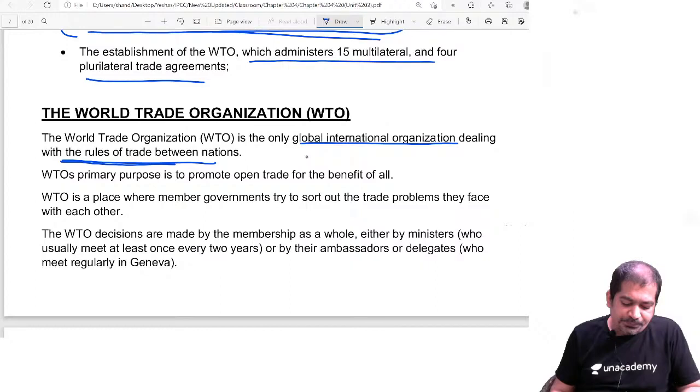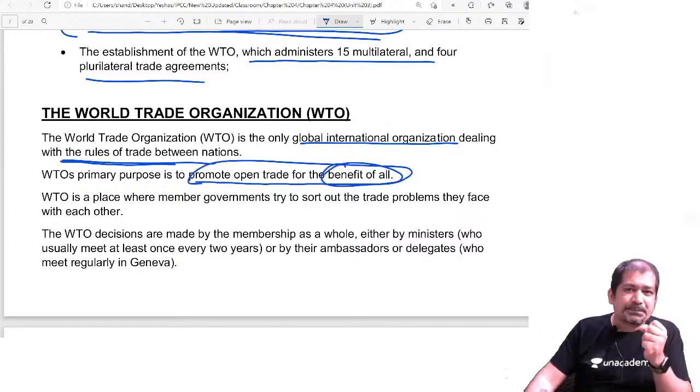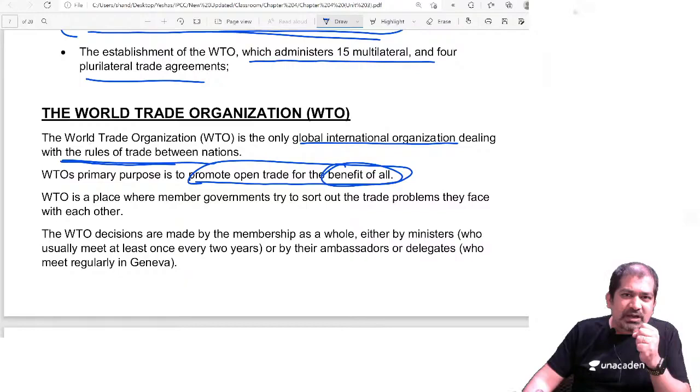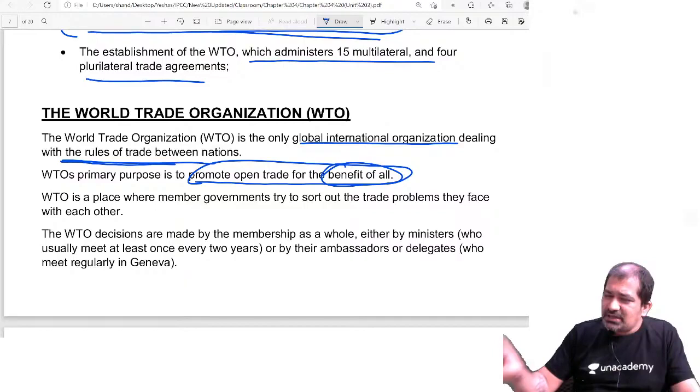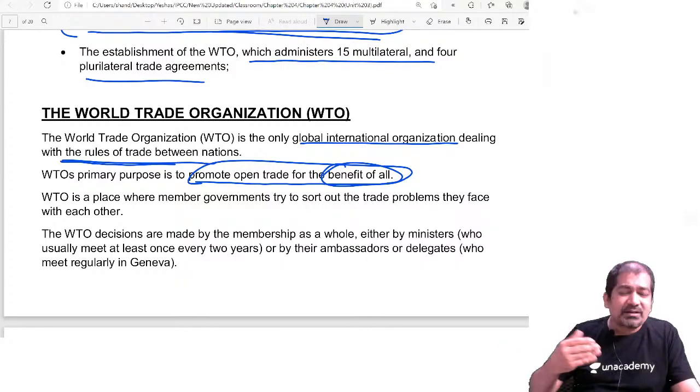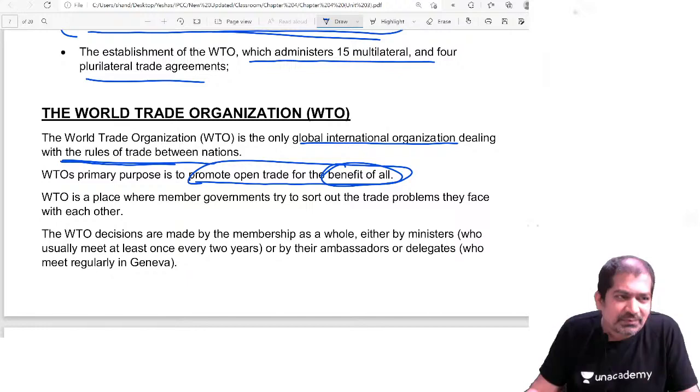Understand the concept here. If every country was very happy being a member of the WTO and trading between the member countries, do you think there was ever a need for creating blocs like APEC, like BIMSTEC, like G20, like G8? If every country is happy, why would they come outside the WTO and create a new team of countries? They will never do it.